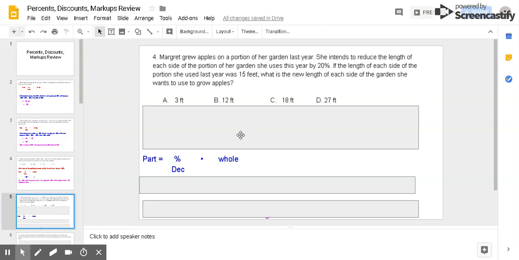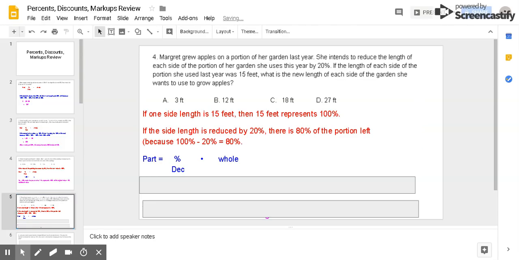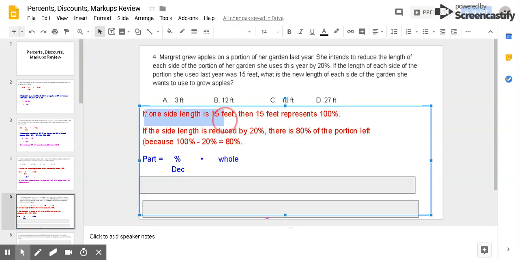All right, so let's think about this for a second. Let's understand the question. If one side is 15 feet, then 15 feet represents 100%. So one whole side length is 15 feet, and this represents 100% before the reduction. Afterwards, it gets reduced.